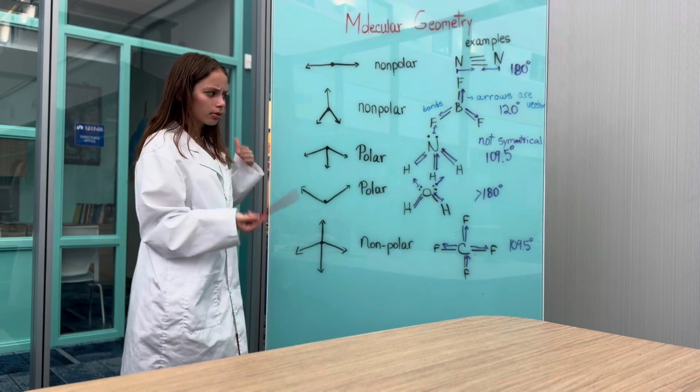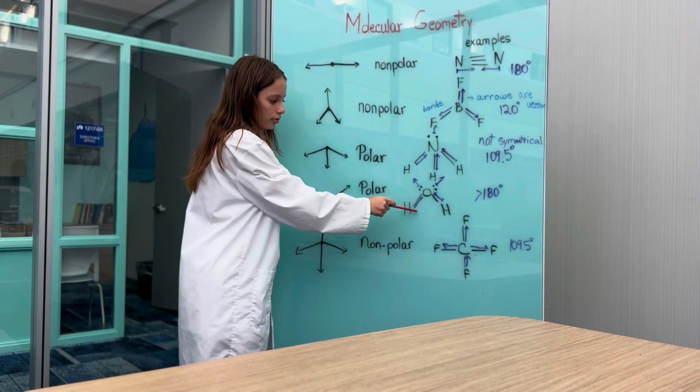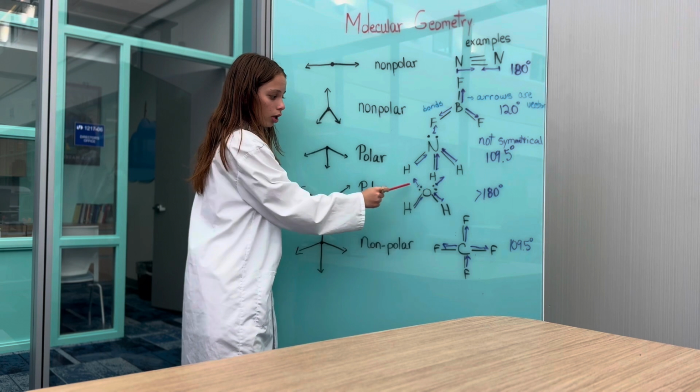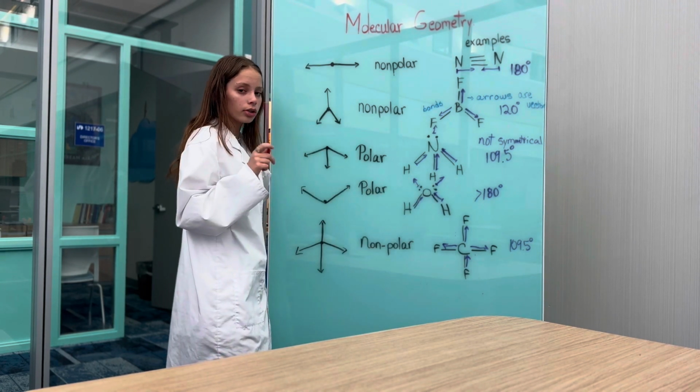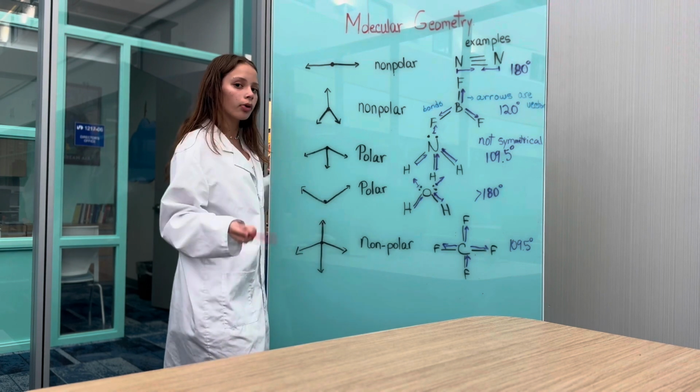In this one, it's very similar to ammonia. Water has non-symmetrical bonds and also has 2 lone pairs with an angle of less than 180 degrees, so it's going to be also a polar molecule.